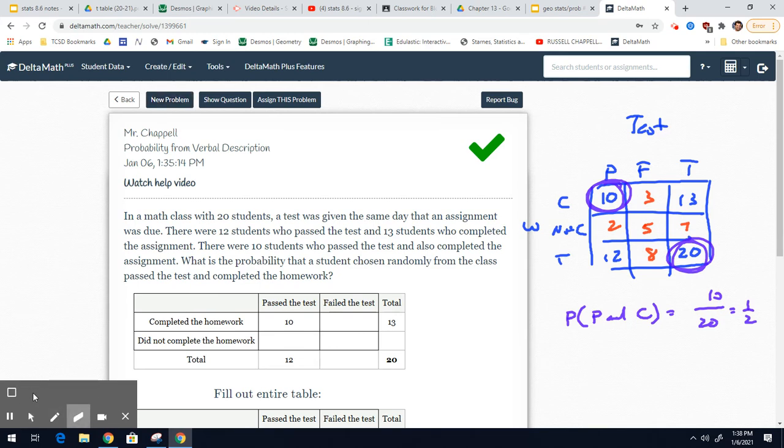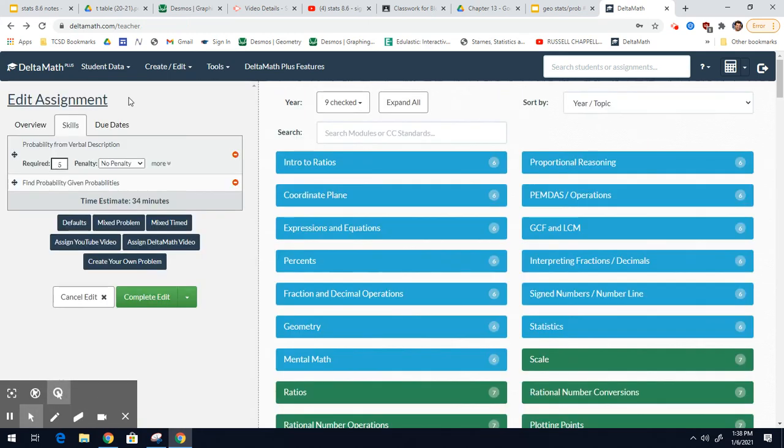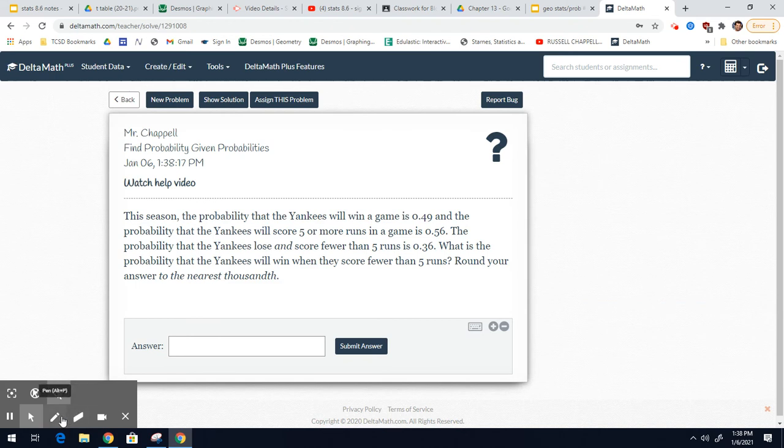All right, I'm going to do one more of the other type, and then that'll be all for this. Okay, let's see what this one said. It says, this season, the probability that the Yankees will win a game is 0.49, and the probability that the Yankees will score 5 or more runs is 0.56. The probability that the Yankees lose and score fewer than 5 runs is 0.36. What is the probability that the Yankees will win when they score fewer than 5 runs? Okay, so a couple of things here. First, we have to build our two-way table. So we're talking about winning and scoring runs.